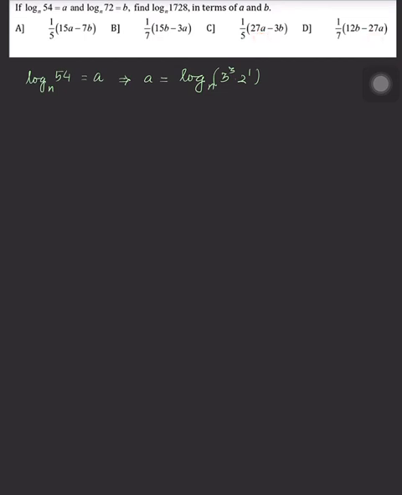Now b similarly is log 72 base n. So b will be log base n of 72, which is 8 into 9. Perfect.